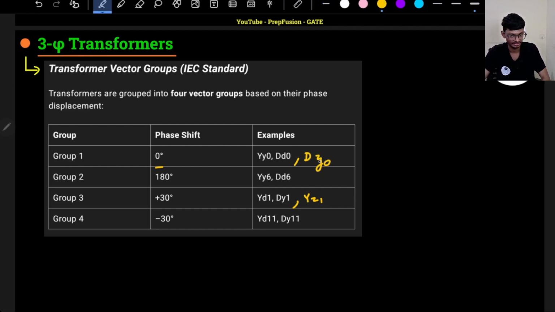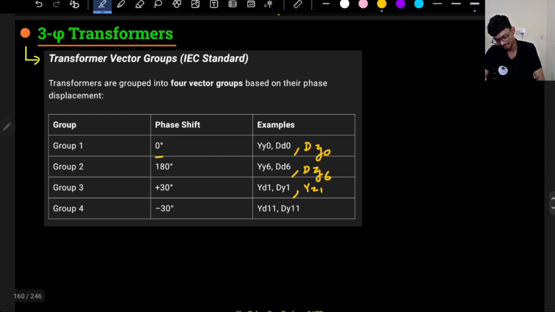that we just derived at the end. Okay, then we have Yy6, Dd6 and Dz6 is also another option, because whichever one is 0, if I just flip the connections, that will make it 6, right? It will be a phase shift of 180 degrees. So this will be Dz6.